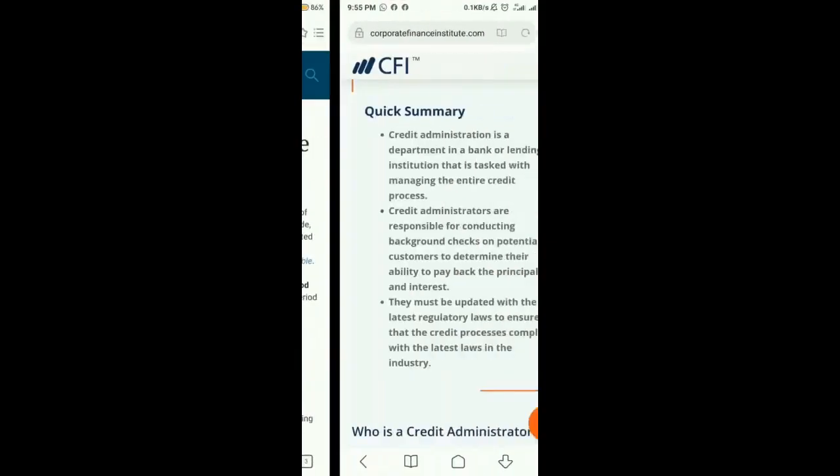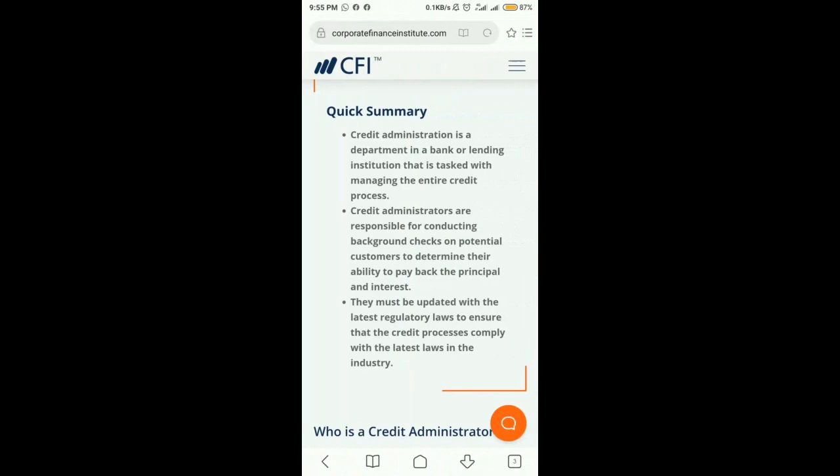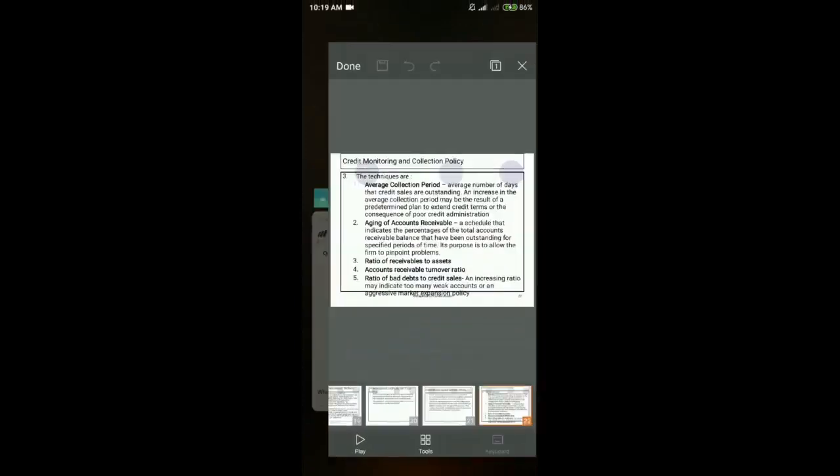Poor credit administration means the department in a bank or lending institution that is tasked with managing the entire credit process, so that the more average number of days the credit sales are outstanding, we will get more companies that have low quality of lending and borrowing money.